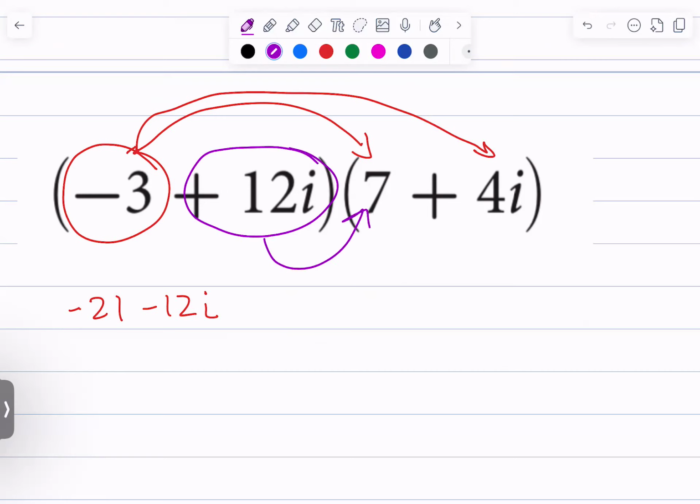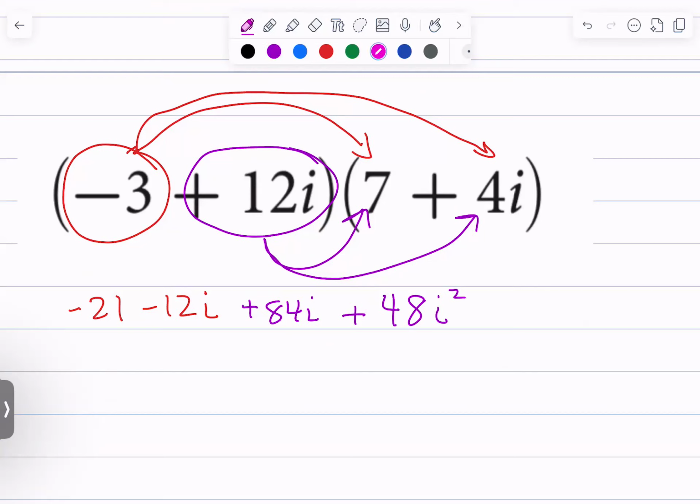Do the same thing with the 12i here. 12 times 7 is 84. So plus 84i. 12 times 4 is 48. Plus 48, and then I squared, right? Because I times I is I squared.